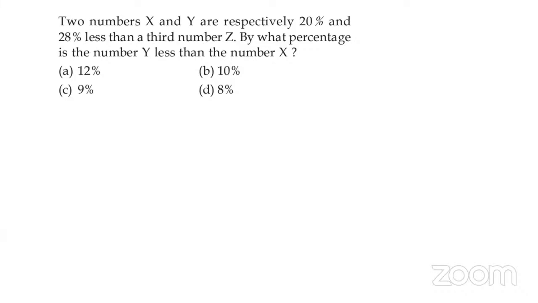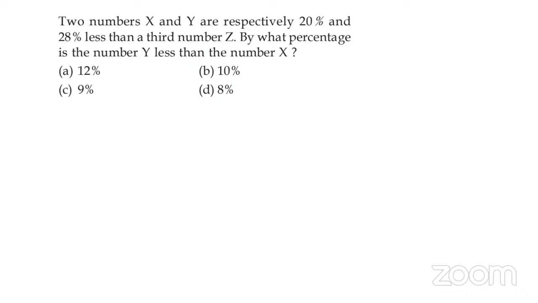So this is the first question. This question is based on percentages. If you read the question clearly, two numbers x and y are respectively 20% and 28% less than a third number z. By what percentage is the number y less than the number x? So it's a question based on percentages. How do you approach this question? Meanwhile, if you are watching this live, you can solve it along with me.